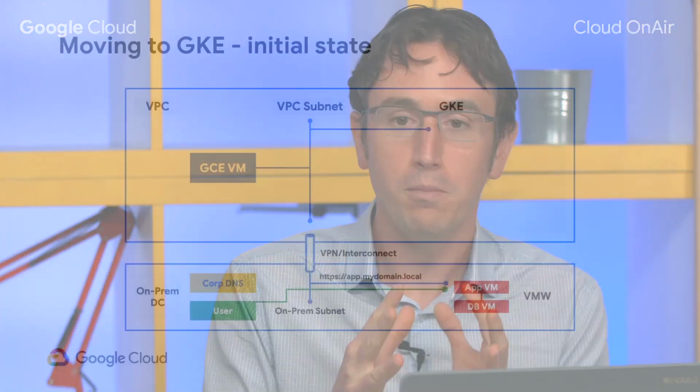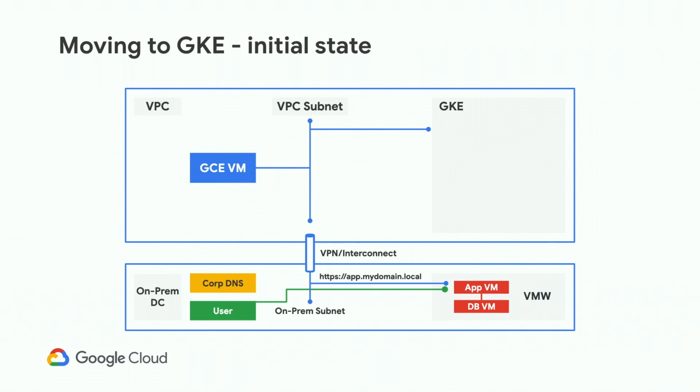All right. So here's our initial state. What we have is a VM, a virtual machine, that's running on premise at the bottom, if you will, of this diagram. And there is an application VM and a database VM. So what we want to migrate here is a two-tier application. Okay.